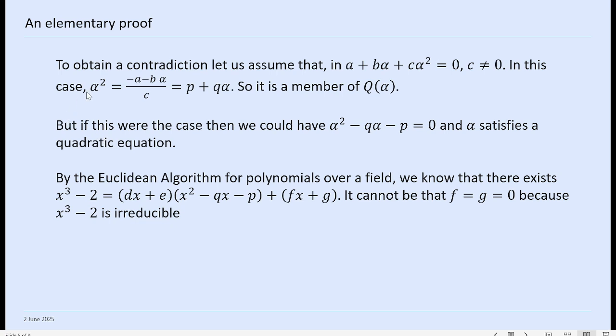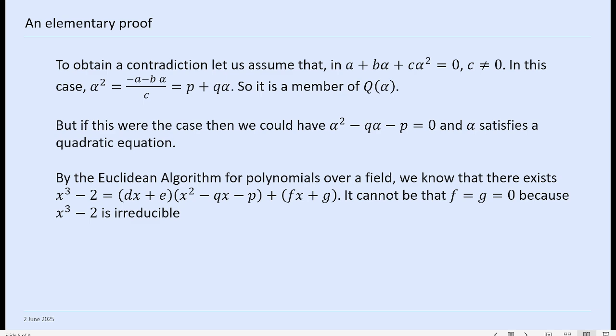So to obtain a contradiction, let's assume that in this expression C is not 0. So in this case, we take A and B alpha from both sides, and we get C alpha squared equals minus A minus B alpha, and then we divide by C. And we're going to write that as P plus Q alpha. So here we can rearrange this as a quadratic. Alpha squared minus Q alpha minus P equals 0. Now this should ring alarm bells because we know that the minimal polynomial of alpha is a cubic. So it should not be able to satisfy a quadratic.